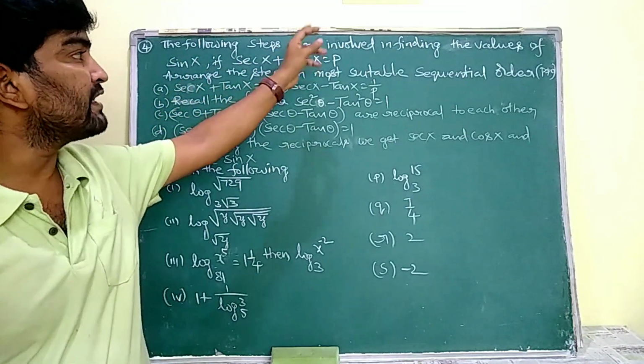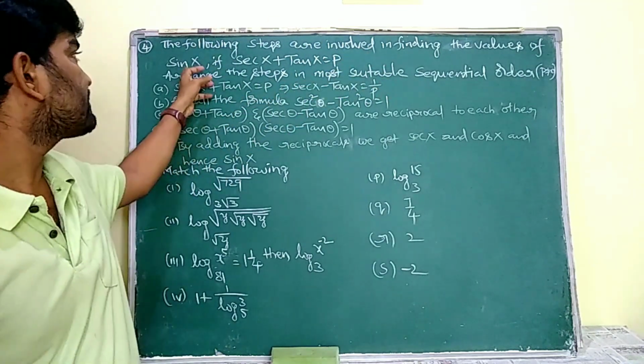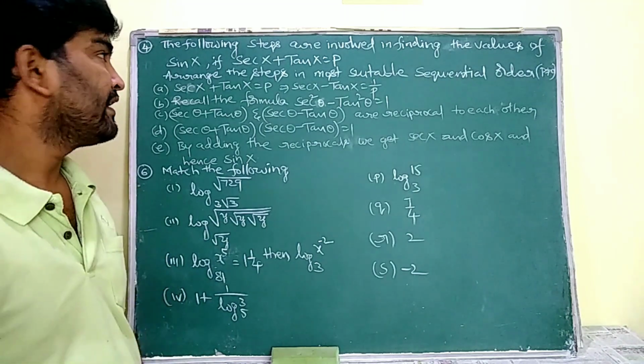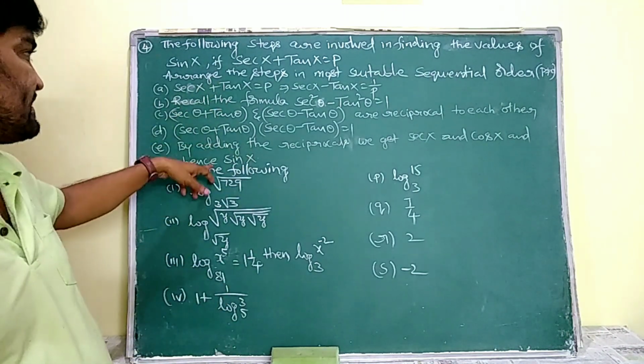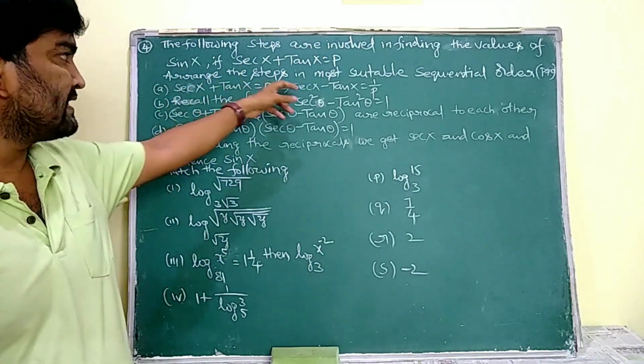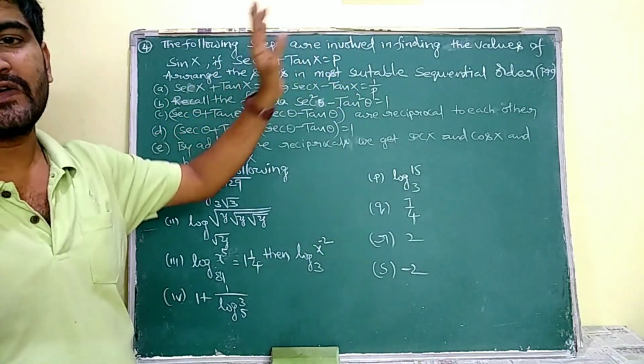The following steps are involved in finding the value of sin x if secant x plus tan x is equal to p. He is asking us to arrange these steps, which are the steps in the process of finding sin x, in the most suitable sequential order.